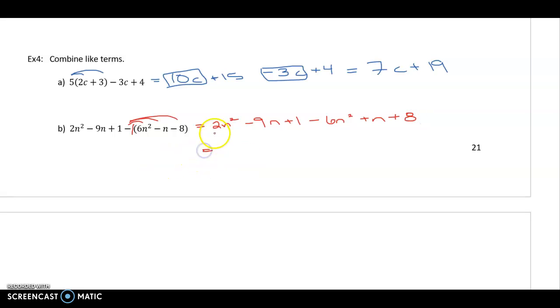So when we combine like terms, we're going to put the 2n squared with the minus 6n squared. So it's going to be -4n squared. We'll put the -9n with the +1n for -8n, and then the +1 with the +8 to get +9. So -4n squared minus 8n plus 9.